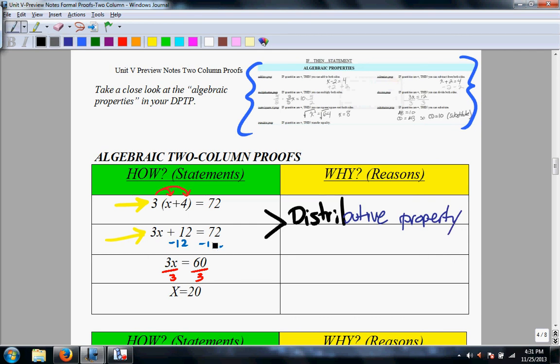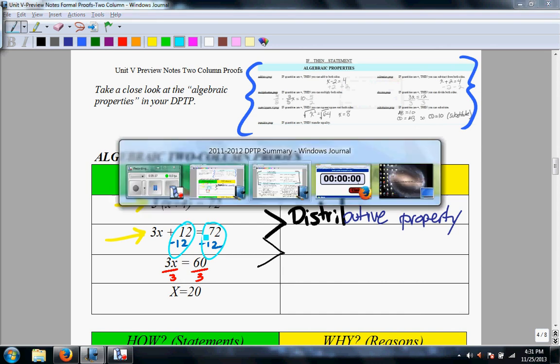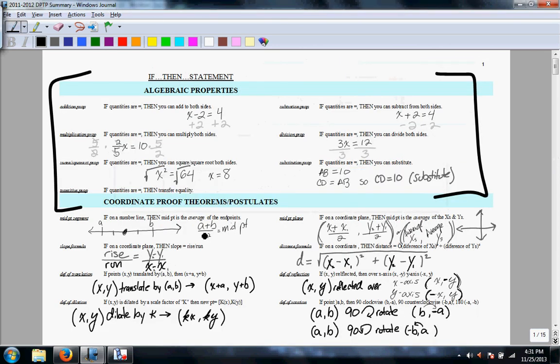Okay, now look between the next two steps. From these two steps, we minus 12 both sides. When you do something to both sides, like minus or add, that is called the subtraction or addition property. So right here, if the quantities are equal, you add to both sides. That's called the addition property. If you subtract from both sides, that's called the subtraction property.